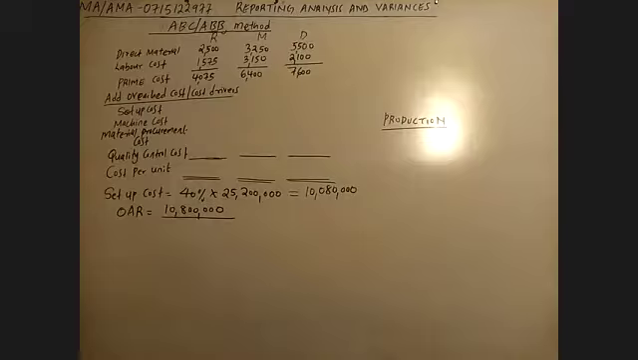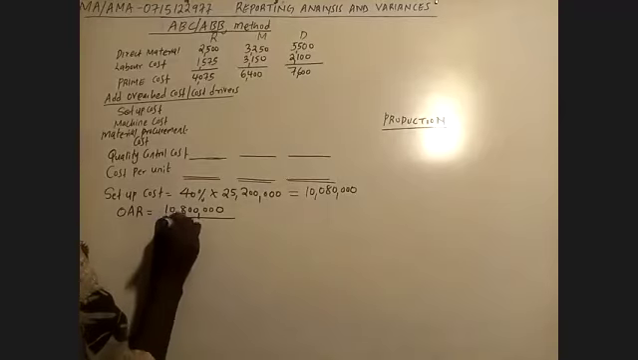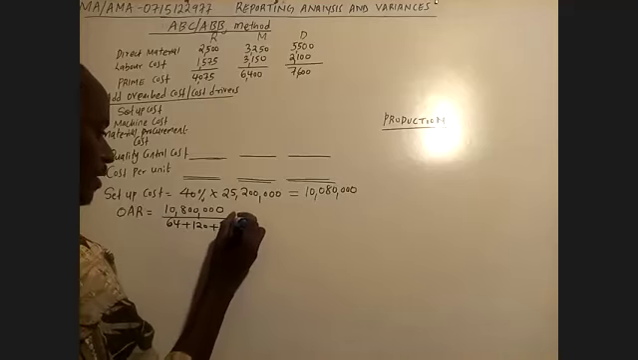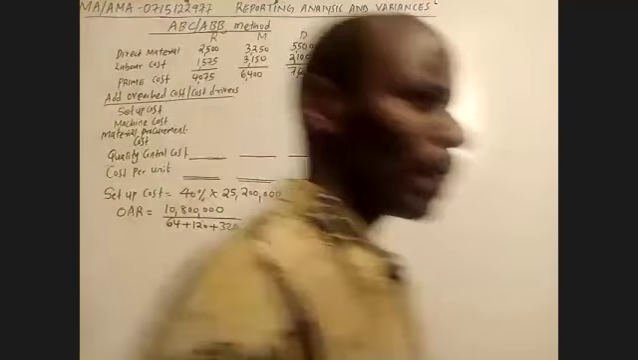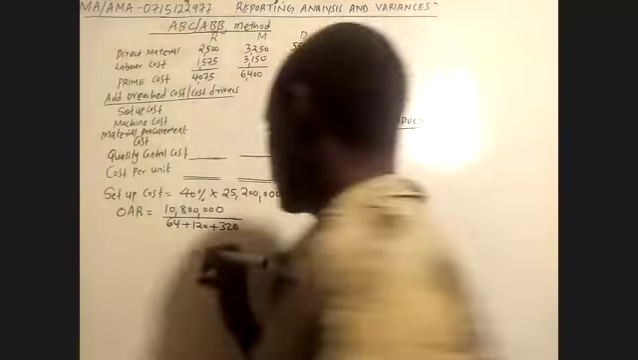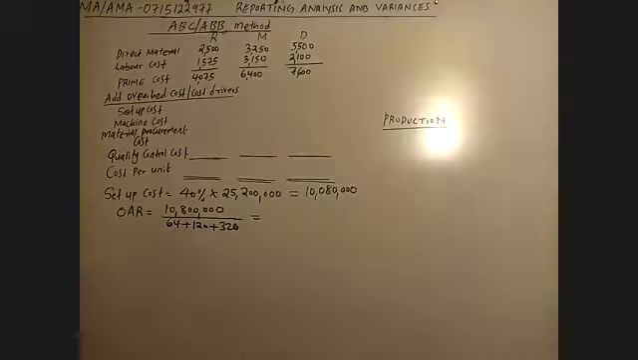The number of setups tena pale chini. We have 64, 120, 320. 64 plus 120 plus 320. That one inaenda na setup cost. So what is the cost driver? The setup cost inaenda na number of setup. So inaenda pale chini information number 5. Unaangalia number of setup for each. So find for me the OAR.